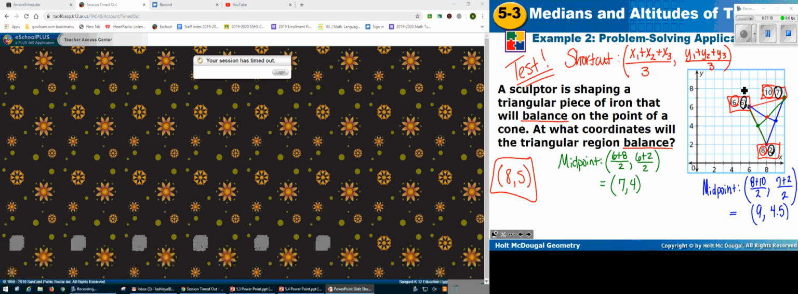Much faster, much easier. You don't have to graph. You don't have to find midpoints and draw lines. Super easy. Questions on the shortcut? Okay, but is everybody with me? It only works for centroid.